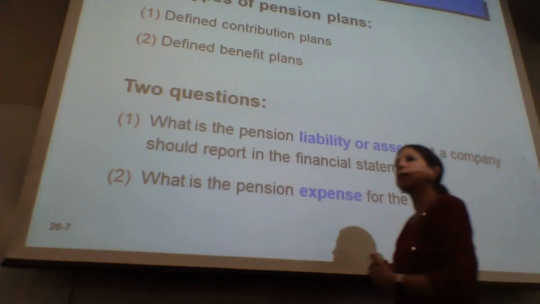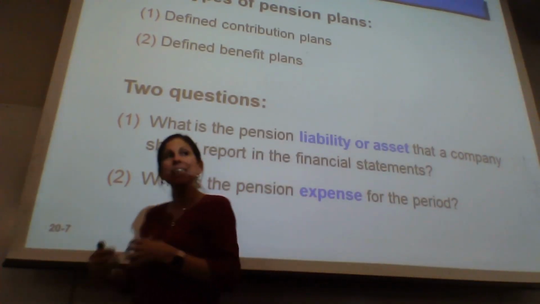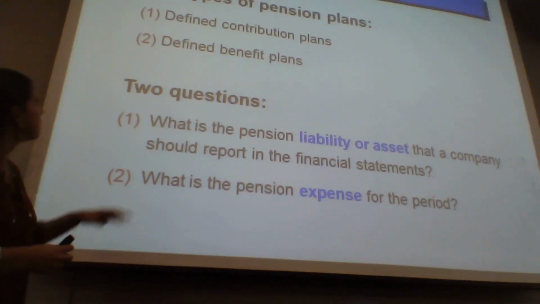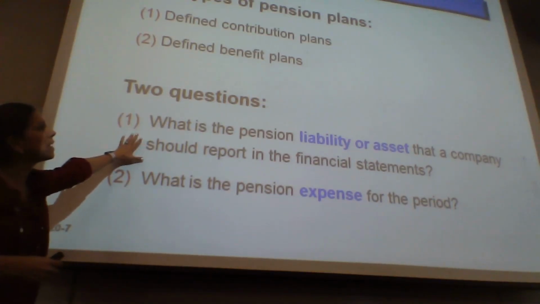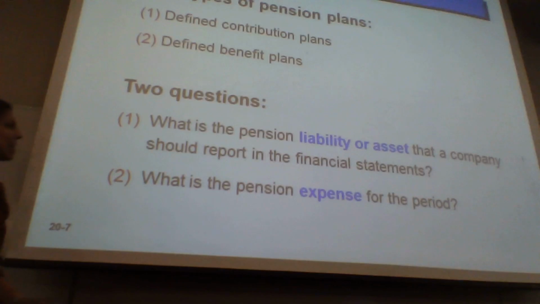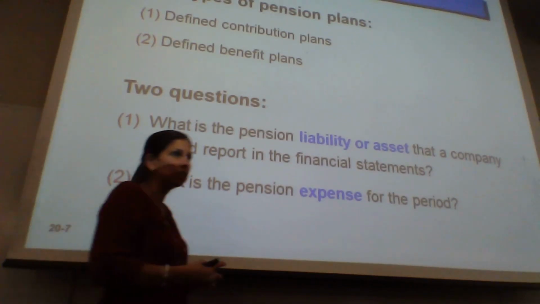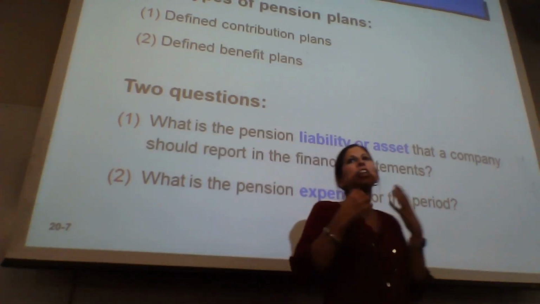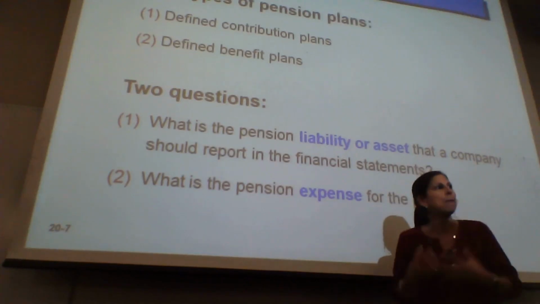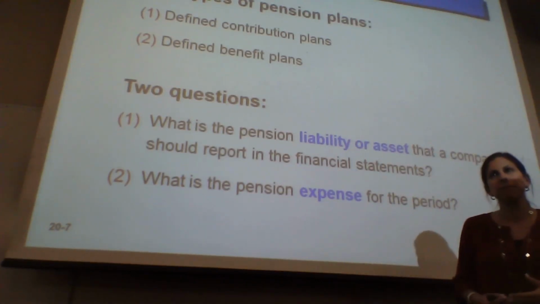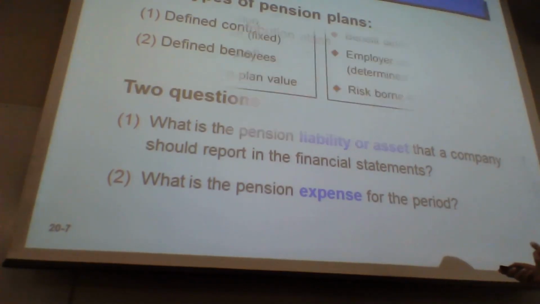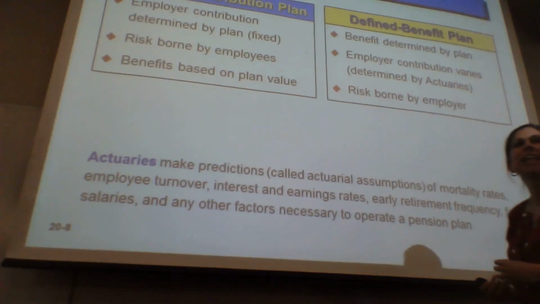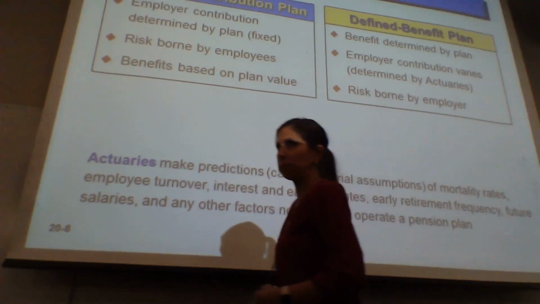The two questions that we'll talk about when we discuss each of these plans in terms of accounting is: what is the pension liability or asset that the company needs to report on their financial statements, and what is the pension expense, that accrual-based number that's going to show up on our income statement under each of the plans. All right, so the first one is called a defined contribution plan.